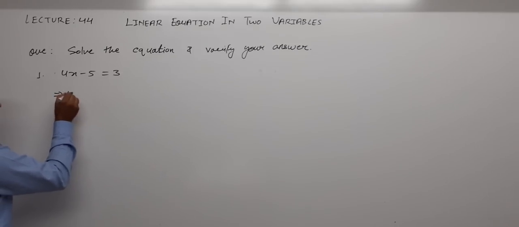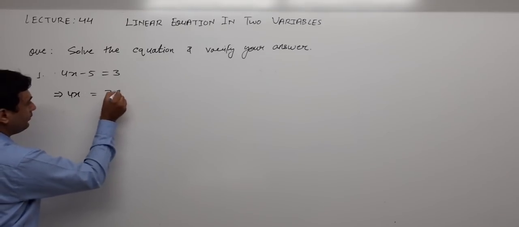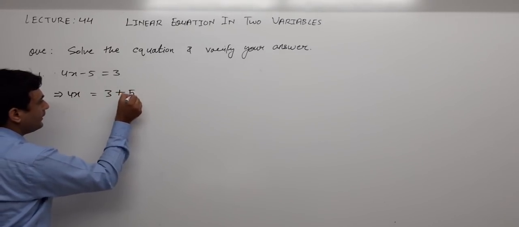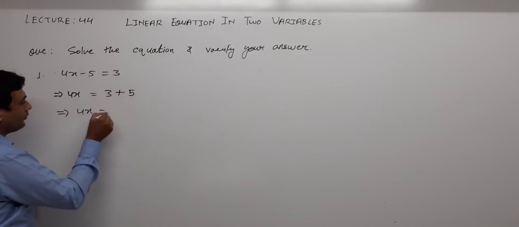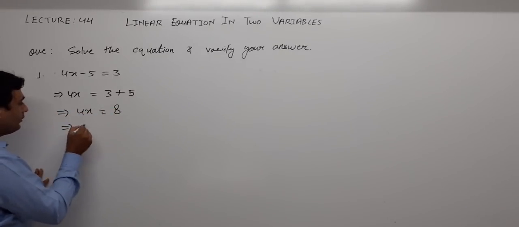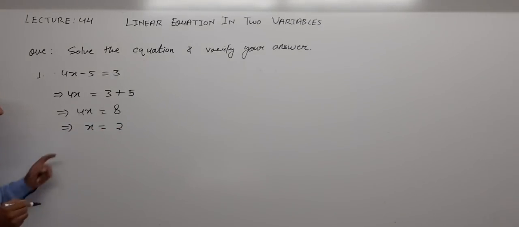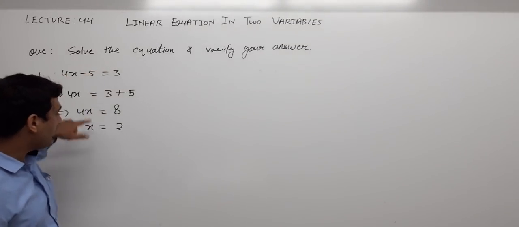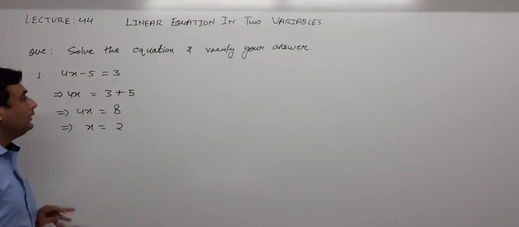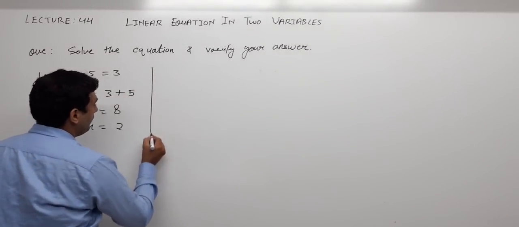So for that I will transpose this minus 5 to the right hand side. As it is minus 5, here it will become plus 5. So here I will get 4x is equal to 8, which on further solving gives me 2. So here x is equal to 2. This is our answer. So here I say that the solution of the equation is x equal to 2. Now I have to verify my answer. So here we will see how to verify.